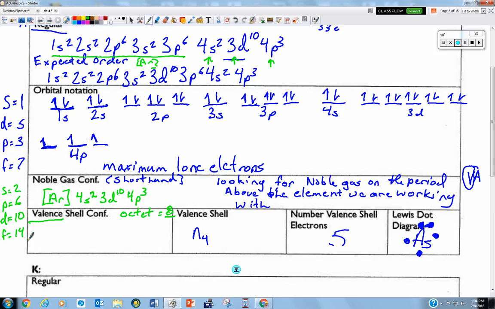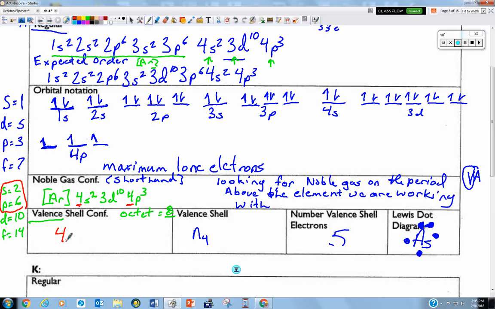What orbital or combination of orbitals gives you a total of 8? The only one that can give us a total of 8 is a combination of S and P. So we are looking for the highest S's and P's that are on the same level. So we have 4s and 4p.